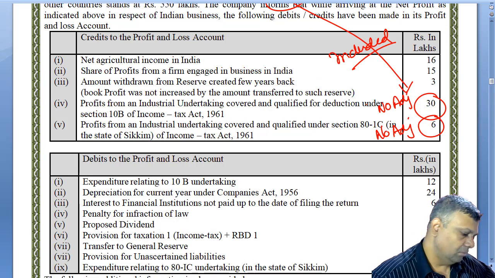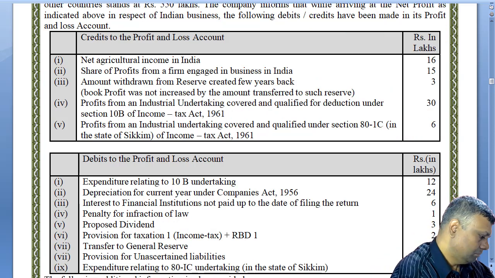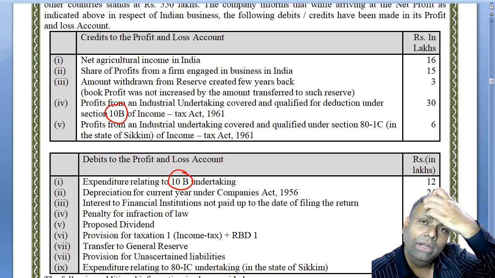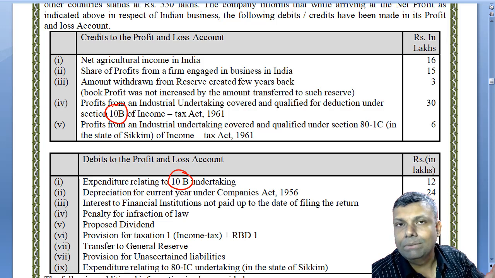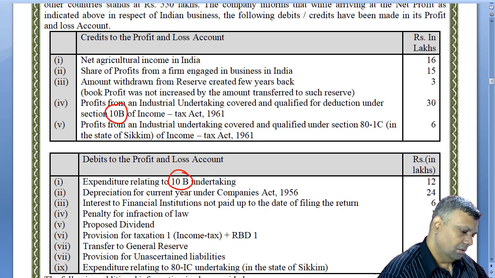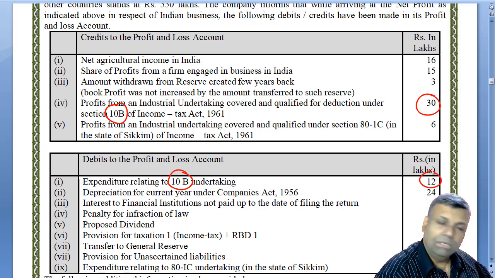Okay. Now let's come to the debits. Expenditure relating to 10B. So here also 10B. But we have already understood that in the MAT there is no adjustment. That means ultimately it is taxable in MAT. So nothing is to be excluded. So what treatment have you given to this? The same treatment. That is, no adjustments.